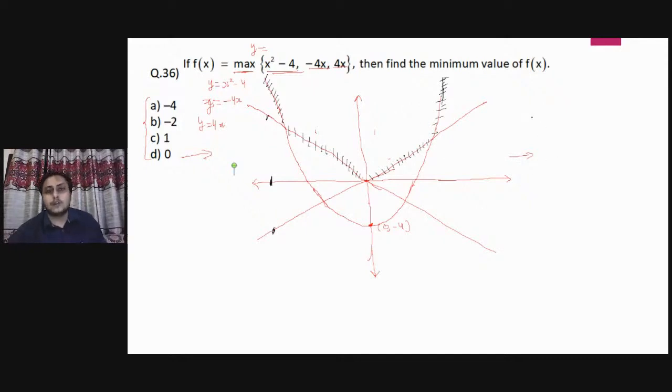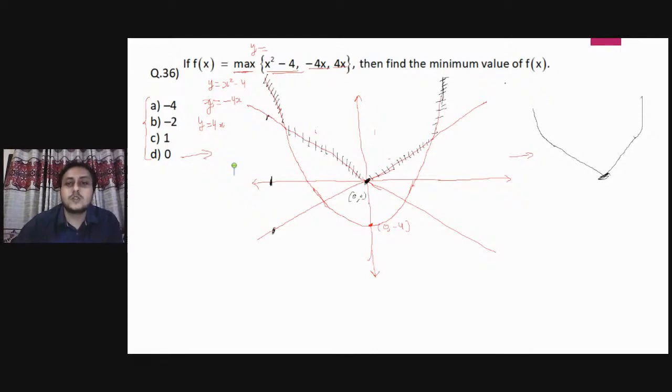So the final graph should be like this, right? So guys, this should be the final graph, and you have to find the minimum value of f(x). So the minimum value should be this one, this one, and this is the origin. This is the origin.